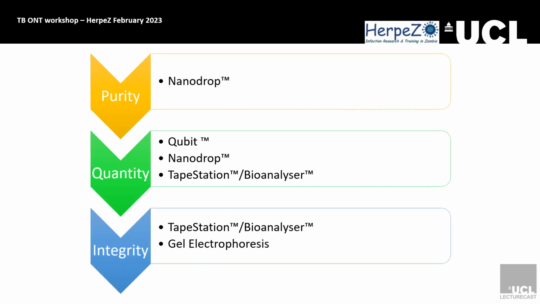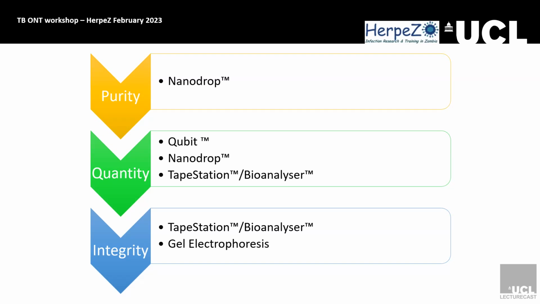So assessment of purity is done with the NanoDrop. You can also do quantity with the NanoDrop, but it's not good for sequencing, because it measures the absorption at 260. There are many other compounds that absorb light at 260, so it's not just the DNA. RNA also absorbs at 260. So it's not as good for sequencing.